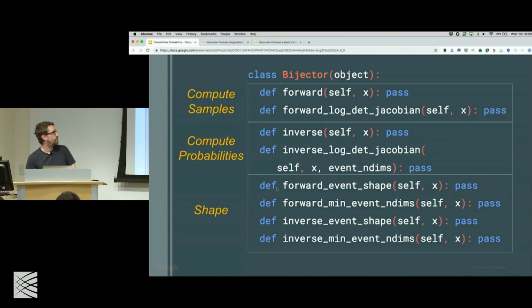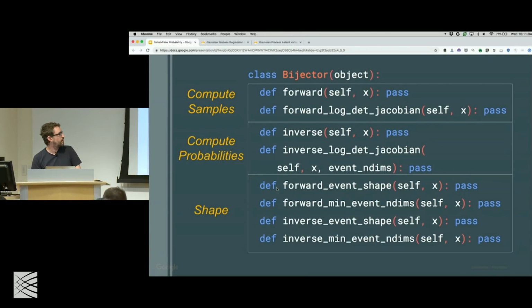And by having computationally efficient forward and inverse maps, as well as Jacobians for tracking the warping of the probability space, we can do efficient sampling as well as density estimation.